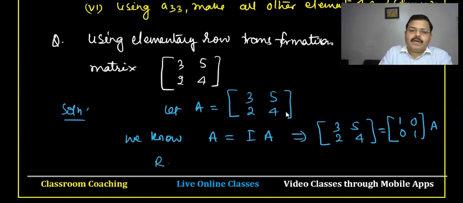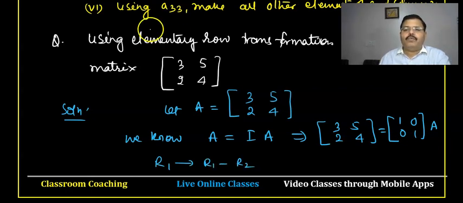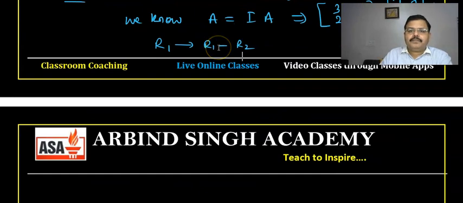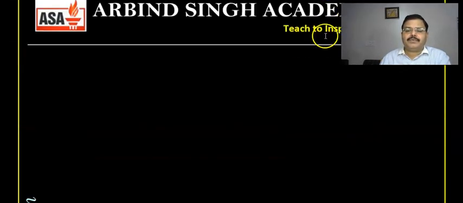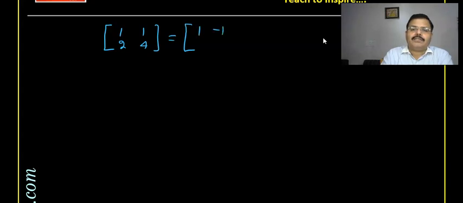So using R1 tends to R1 minus R2, we will have here 3 minus 2, that is 1, 5 minus 4, that is 1. So that will be 1, 1, 1, 1. And there will be 2, 4, and here it will be 1 minus 0, that is 1, and 0 minus 1 is minus 1, that is 0, and here is 1, and that will be A.